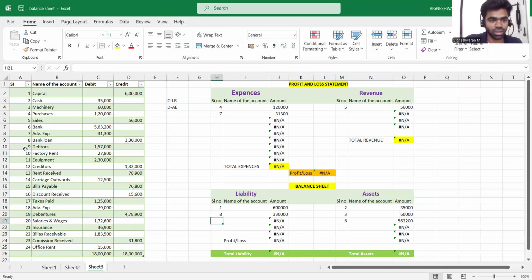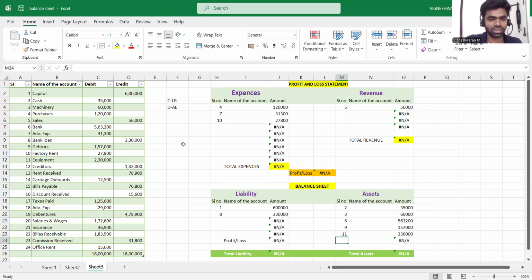Eighth one, then ninth one, debtors. Debtors are persons who will give us money, so it will be an asset for us, because it is on the debit side. It is an asset or an expense, so it will come here. Then factory rent. Factory rent is an expense. Equipment is an asset.